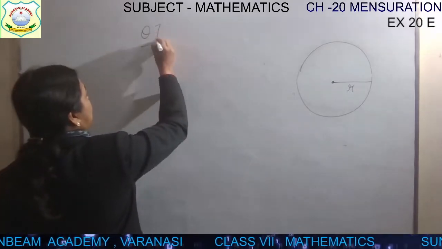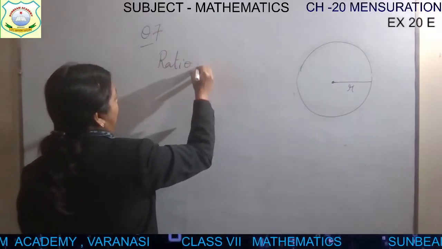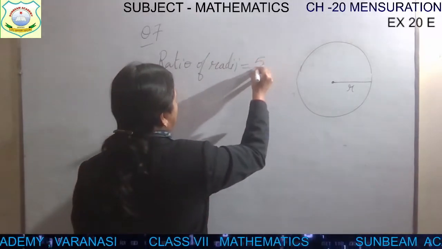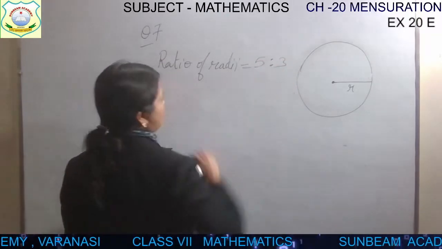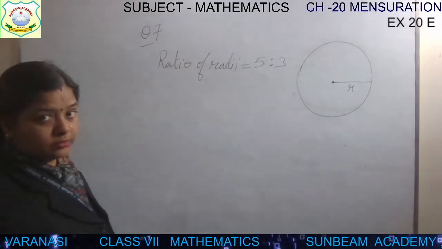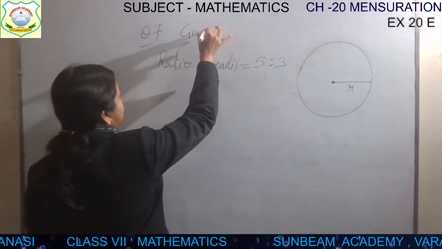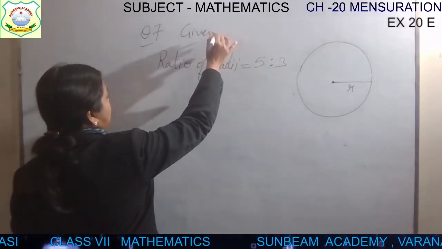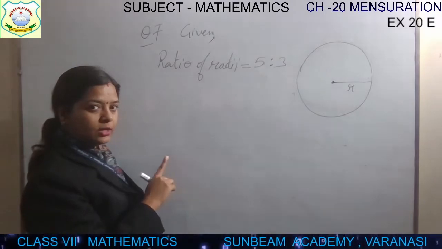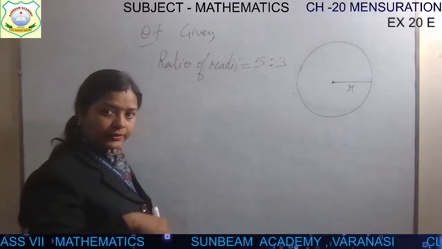See, ratio of radii is 5:3. Ratio of radii of 2 circles is 5:3. This is given. Now let the radius of one circle be 5x and radius of another circle be 3x.